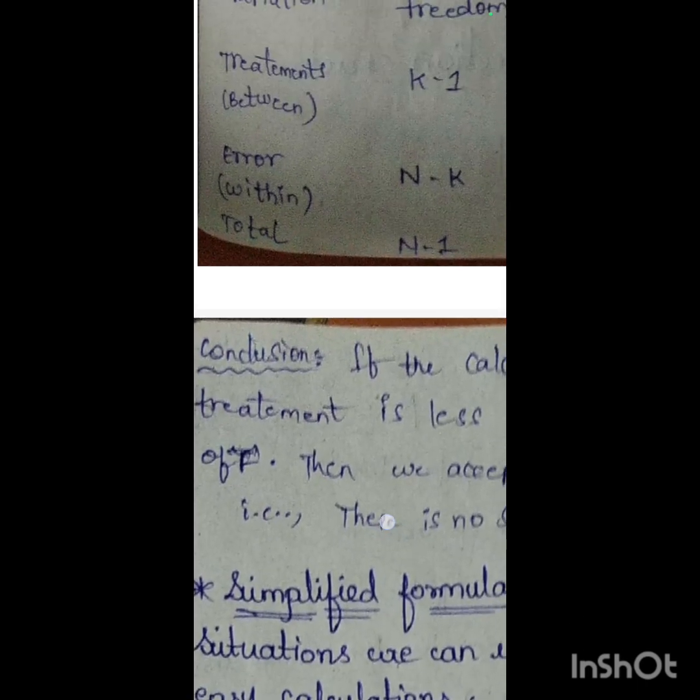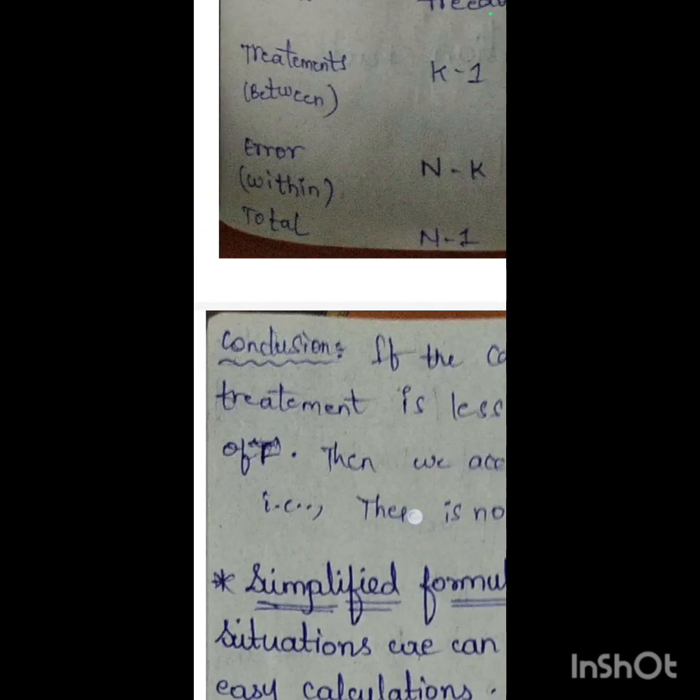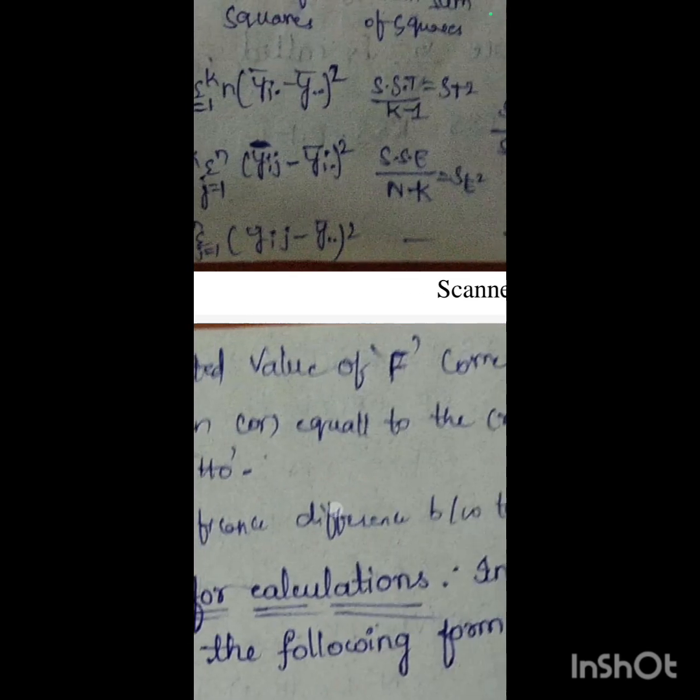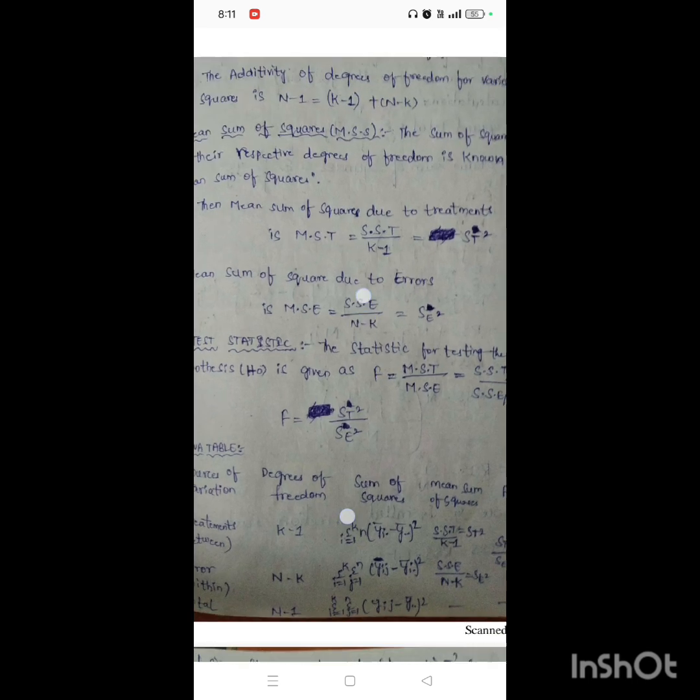So we can make the conclusions. If the calculated value of F for treatments is less than or equal to the critical value, that is the table value, then we accept H naught, otherwise we reject H naught. So we can say there is no significant difference between the treatments. This is how we have to follow it.